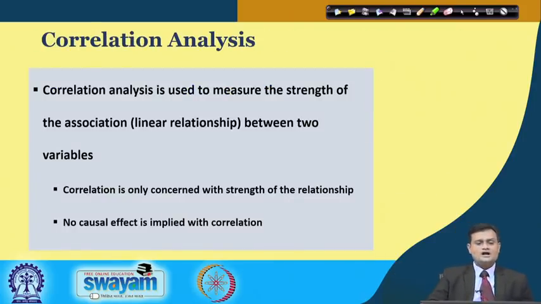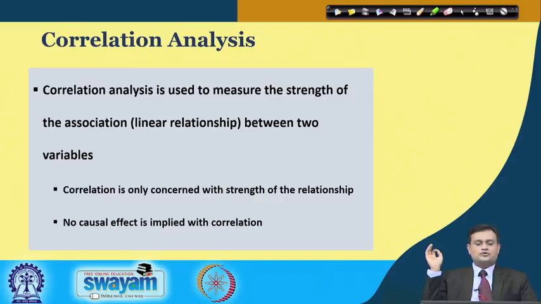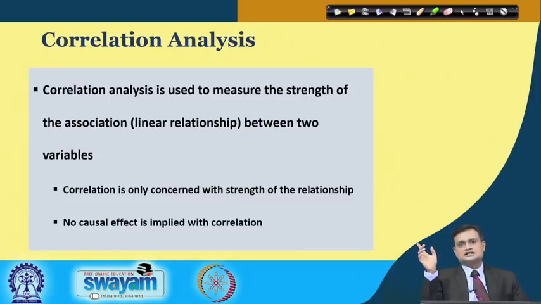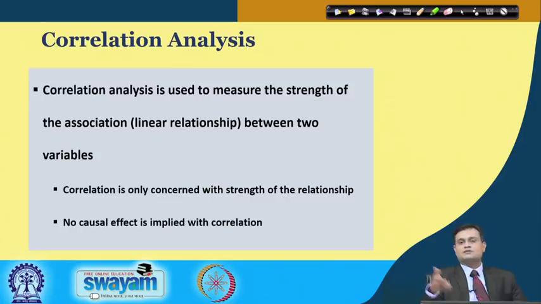So, a correlation analysis is basically used to measure the strength of the association, the linear relationship between two variables. So, you have correlation analysis and it is only concerned with the strength of the relationship. No causal effect is implied with the correlation, as we had seen in a couple of funny examples initially discussed.